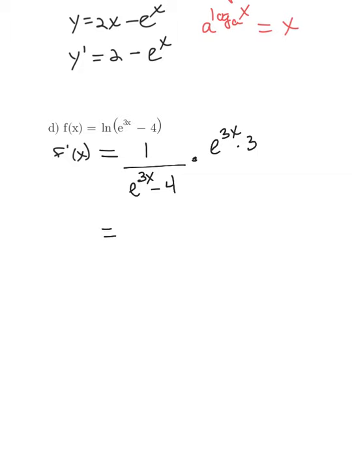So doing this multiplication and making it one fraction, we will have 3e to the 3x over e to the 3x minus 4. Some of you might be tempted to cancel that e to the 3x. You cannot cancel here because what's happening in the numerator is multiplication, which would be okay for canceling. But in the denominator, you have subtraction. You cannot cancel when you have subtraction. So this is your final answer.